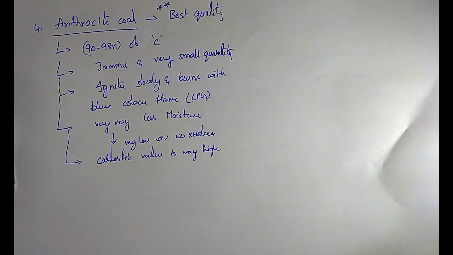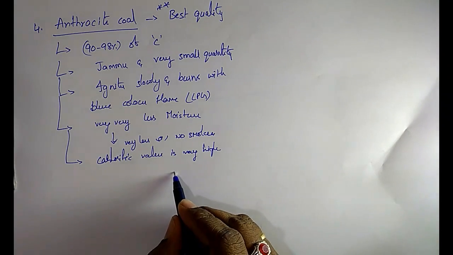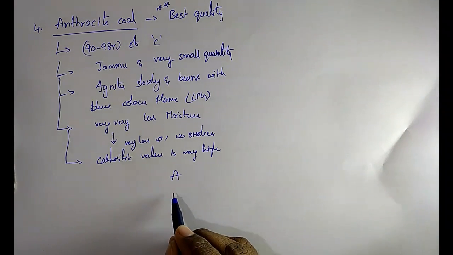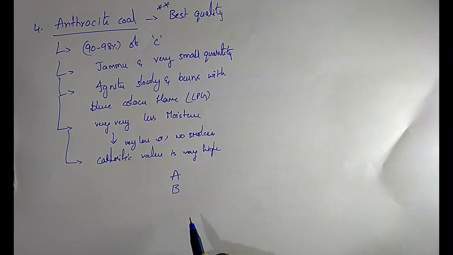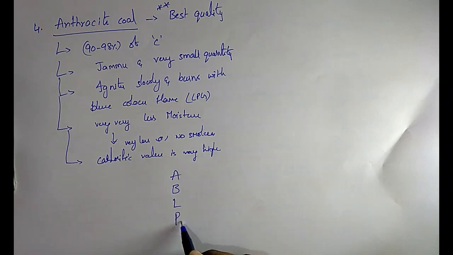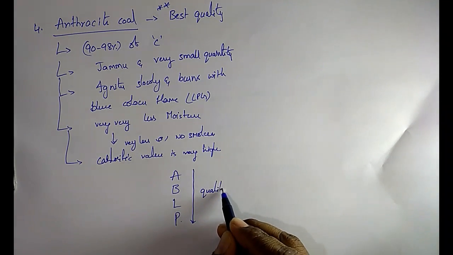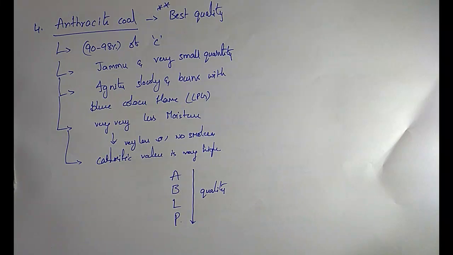Now I want to finalize all these. The first, top quality is anthracite, the second one bituminous, the third one lignite, and the fourth one peat. This is the order of the quality and the order of the percentage of carbon.